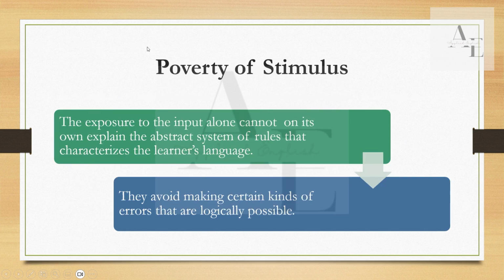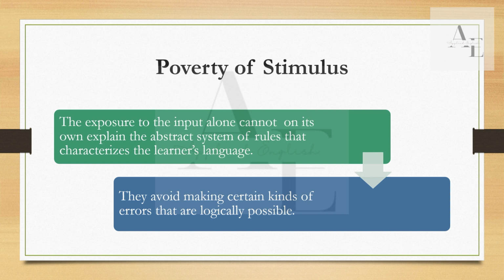Also, we talked about the poverty of the stimulus. We said that language acquisition is impossible without universal grammar because of the poverty of the stimulus, because the input is inadequate or insufficient. So the exposure to the input alone cannot on its own explain the abstract system of rules that characterizes the learner's language.